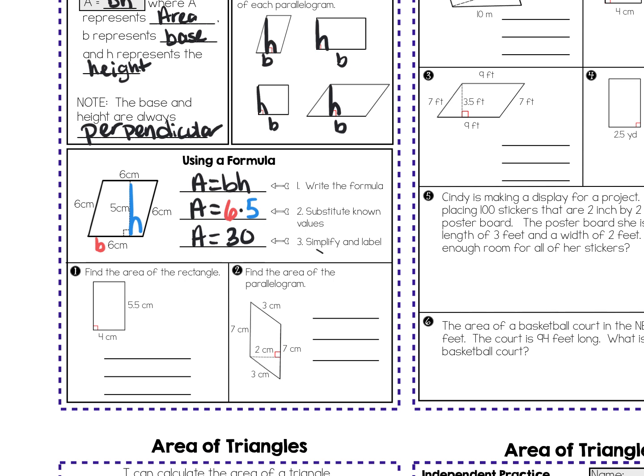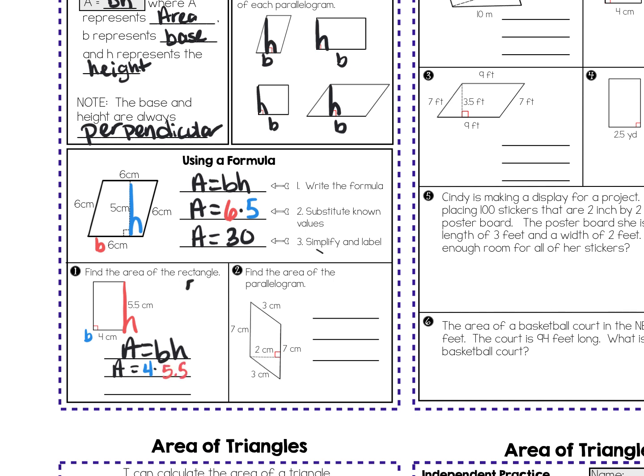So we can try it for some other ones. A equals BH. Our area, our base is 4. Our height is perpendicular to that here. Okay. So A equals 4 times, and then our height is 5.5. So we're going to multiply those two.